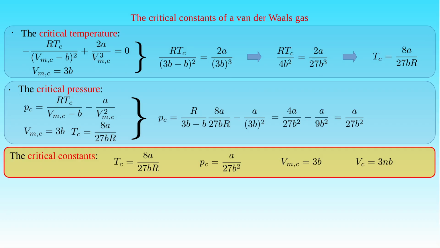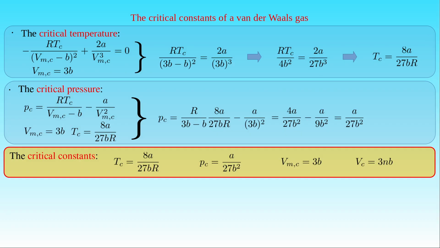The critical temperature Tc of the gas is equal to 8 times the pressure correction constant A over 27 times the volume correction constant B times the universal gas constant R. The critical pressure Pc of the gas is given by the pressure correction constant A over 27 times the square of the volume correction constant B. The critical molar volume V sub mc of the gas is equal to 3 times the volume correction constant B, or alternatively the critical volume Vc is given by 3 times the amount of species N of the gas times the constant B.